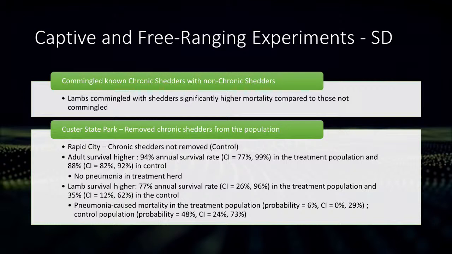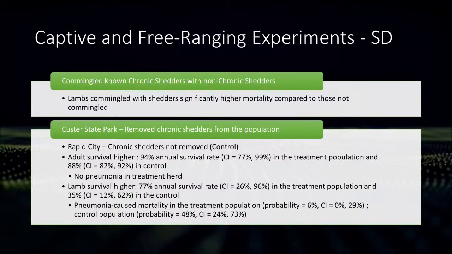Even though it's not statistically significant, we saw a jump in survival of adults. And maybe most importantly, there was no pneumonia in the herd. And then what was really exciting was that lamb survival more than doubled, from 77 to 35% between the treatment and the control herds. We saw very little mortality in the treatment population versus the control population. So this is really exciting because it gives us some hope that maybe we can actually clean up these herds and really break the disease cycle.